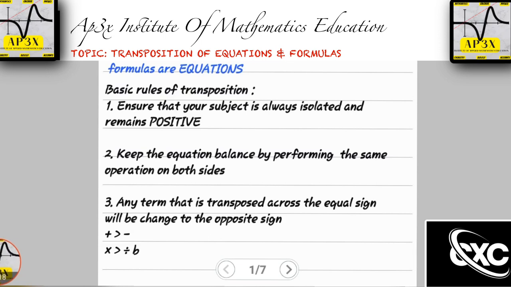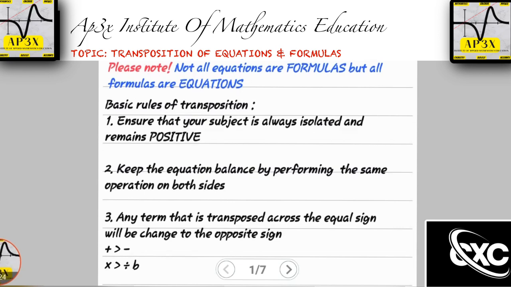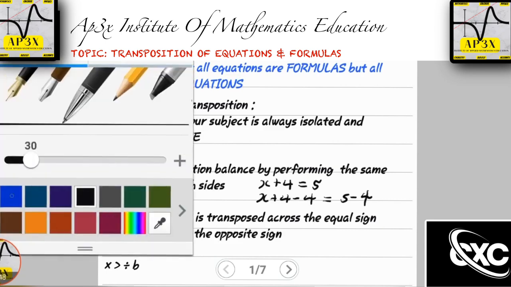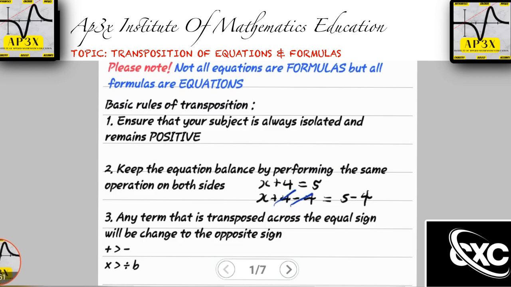So let's say I have an equation like x plus 4 equals 5. For me to isolate x, if I subtract 4 from the left side of this equation, then I will also have to subtract 4 from the right side. By subtracting 4 from the left, I cancel the 4, but the equation is kept balanced because I also subtract 4 from the right. So I end up with x equal to 1.